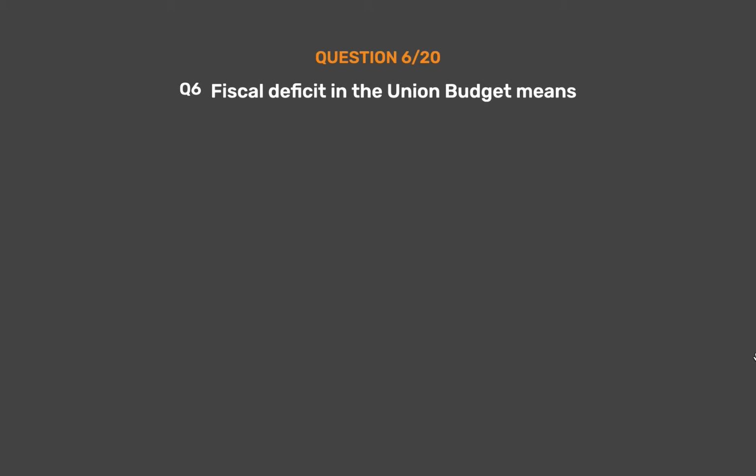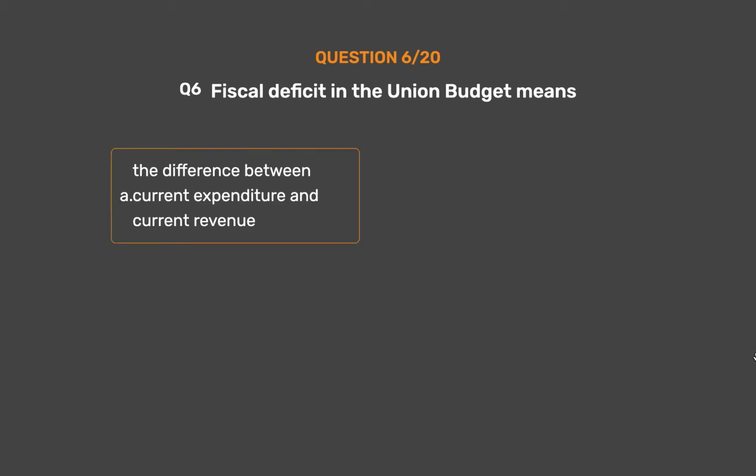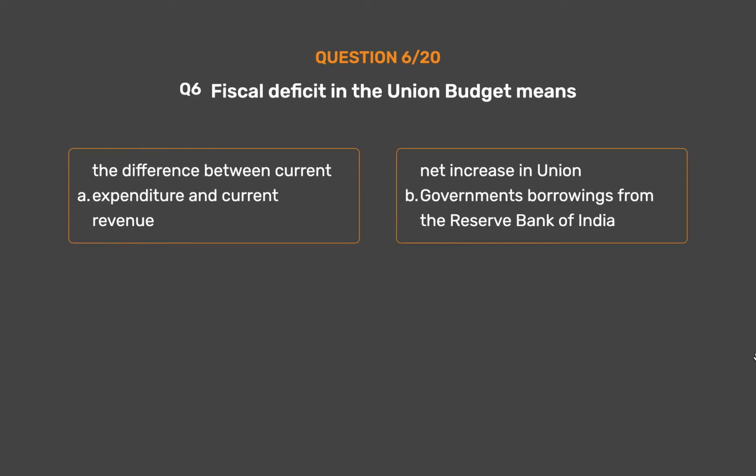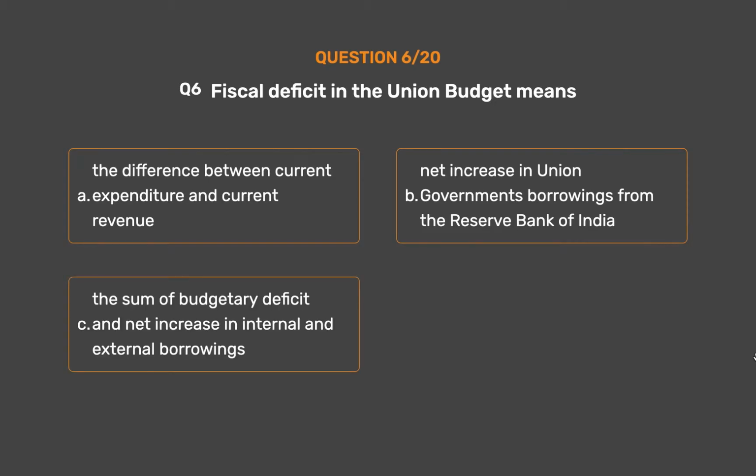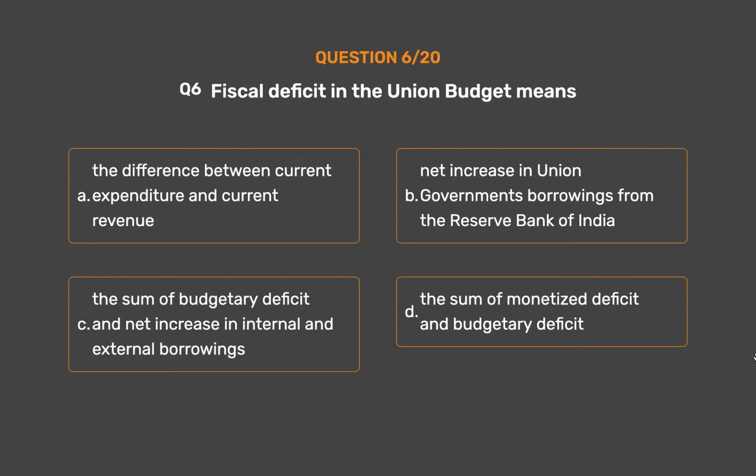Question number 6. Fiscal deficit in the union budget means Option A. The difference between current expenditure and current revenue. Option B. Net increase in union government's borrowings from the Reserve Bank of India. Option C. The sum of budgetary deficit and net increase in internal and external borrowings. Option D. The sum of monetized deficit and budgetary deficit. The correct answer is Option C.